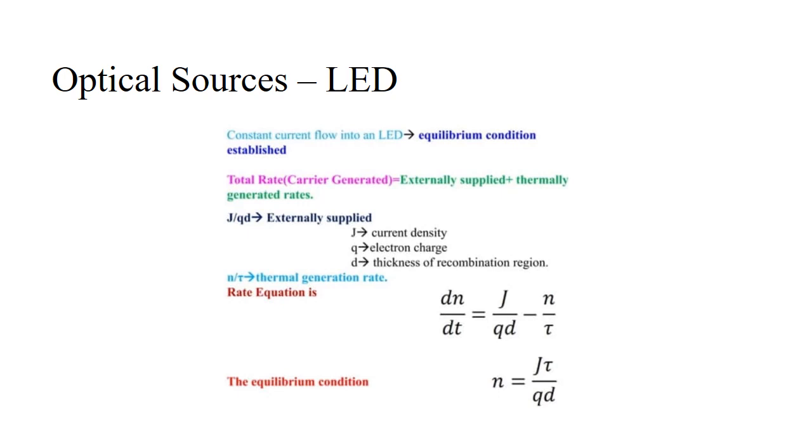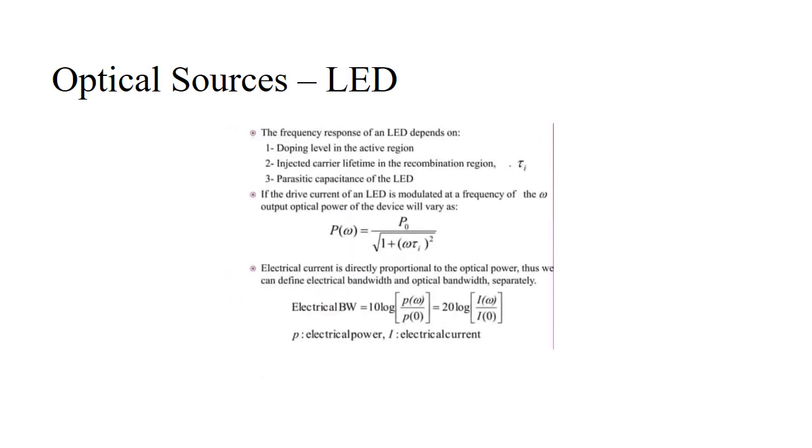The current density J divided by qd gives the externally supplied carriers. Here J is the current density, q is the electron charge, and d is the thickness of the recombination region. N by tau is the thermal generation rate. So we can write the rate equation as dN/dt equals J/qd minus N/tau. The equilibrium condition is N equals J tau/qd.